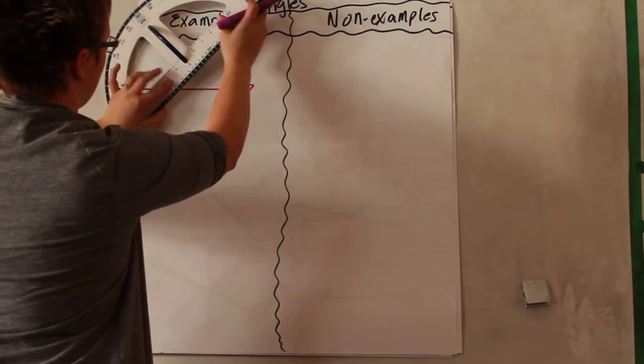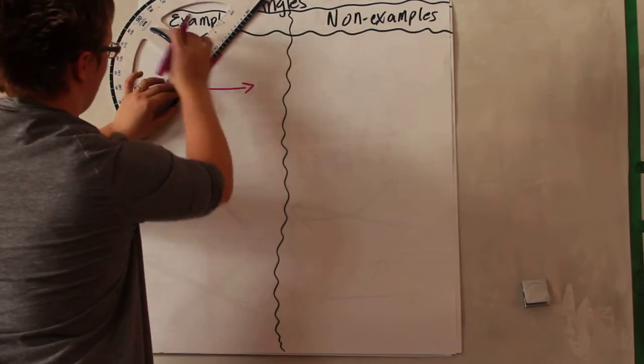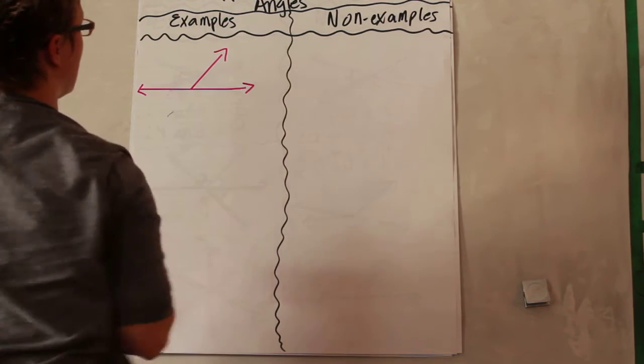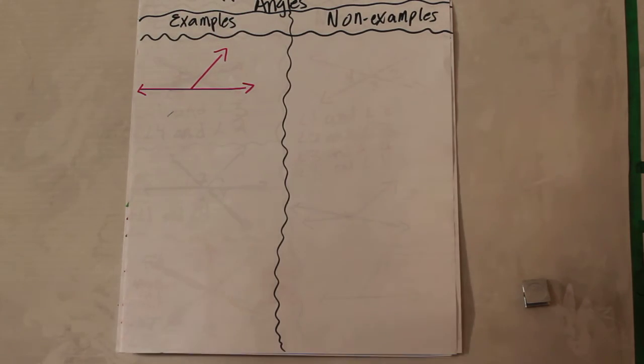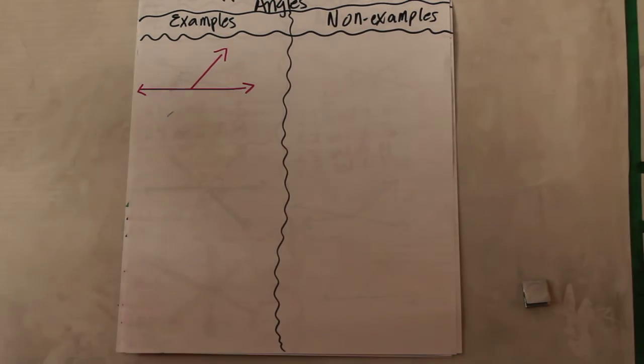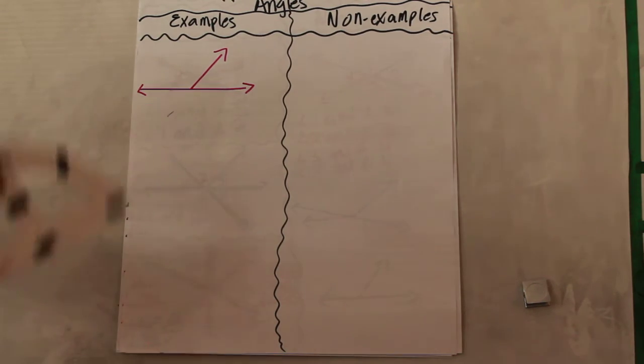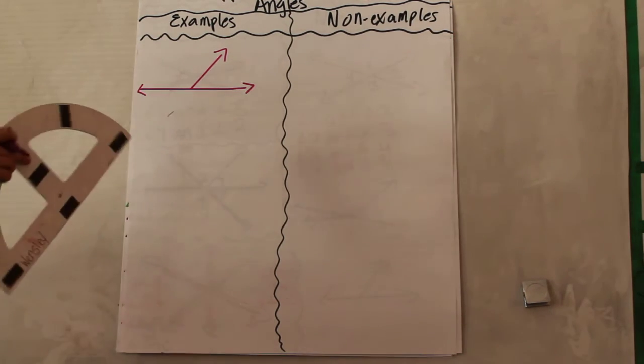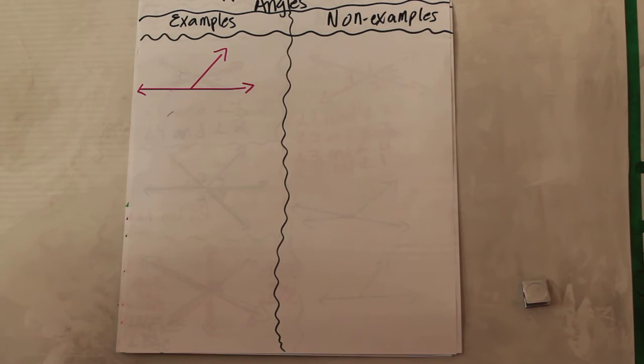This is actually the one that was our last non-example for vertical angles. So I think we can conclude that supplementary angles and vertical angles will never be the same. If a non-example for the other one is an example for this one, I think we can conclude that they're not the same.